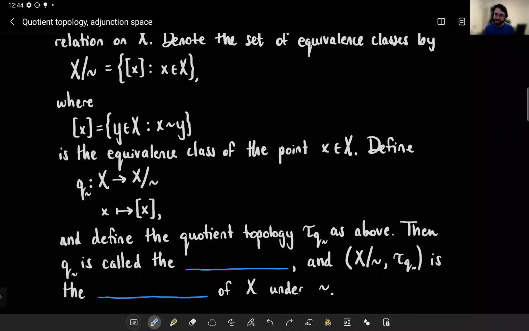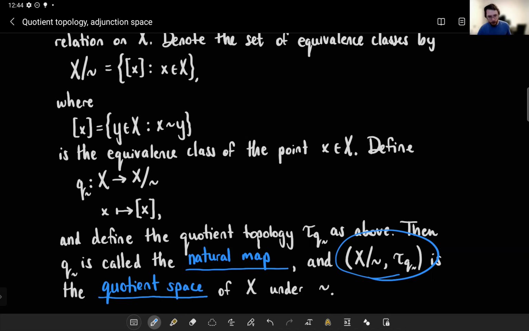Okay, as I was saying, this map, Q sub tilde, is called the natural map. It's not a term that's used all that often in my experience, but there you go. It's the natural map because it's the natural thing to do, send every point to its equivalence class. And X mod tilde, or X quotient tilde, equipped with this topology is called the quotient space. It is a topological space, and it's built from a quotient map, so we call it the quotient space.